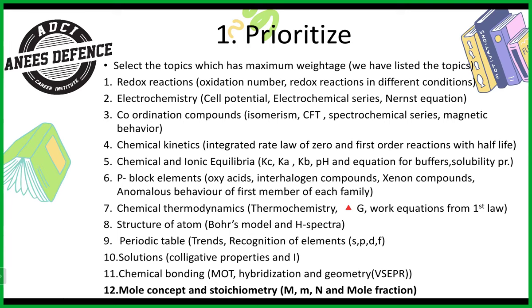One is based on cell potential. There will be a reaction given, the cation on the left side, the anion on the right hand side, and how the process of oxidation and reduction takes place. On the basis of that, we have to calculate the cell potential and maybe use that cell potential to calculate the EMF using the Nernst equation. Now, the Nernst equation is also related to Gibbs free energy. So three concepts are covered in this. So in electrochemistry, these three are to look up to: cell potential, electrochemical series, and the Nernst equation.